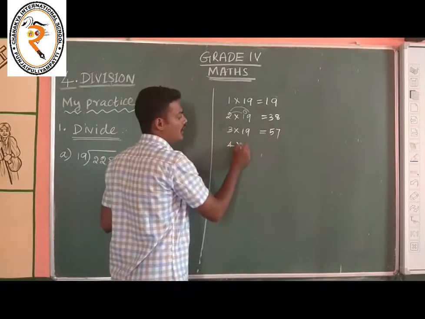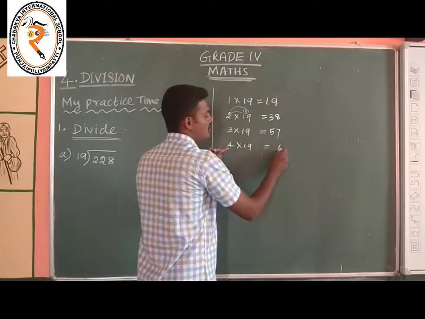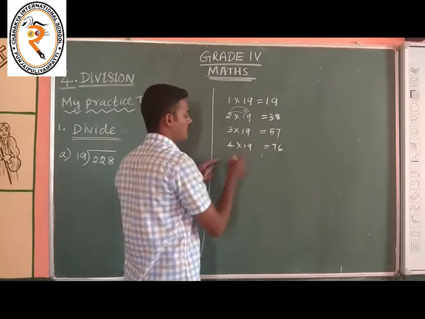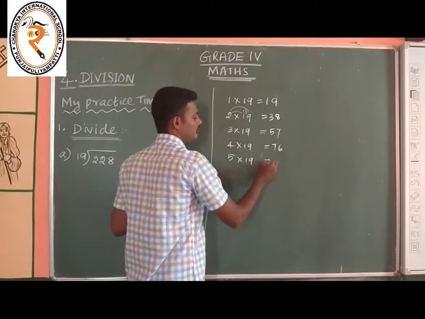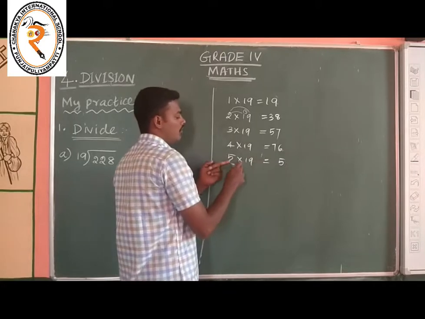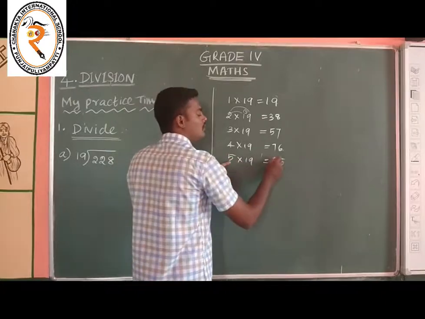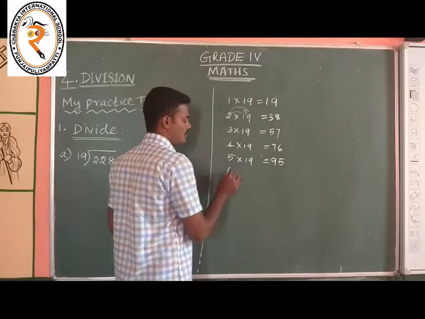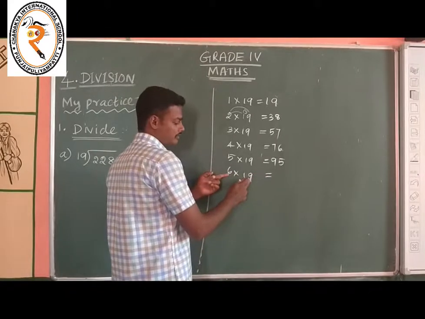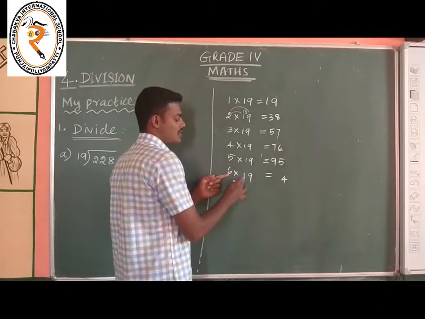Next, 4 19s are 4 9s are 36, 6 balance 3. 4 1s are 4, 4 plus 3 is 7. 76. 5 19s are 45, 5 here balance 4. 5 1s are 5, 5 plus 4 is 9. 95. Next, 6 19s are 54, 4 here balance 5. 6 1s are 6, 6 plus 5 is 11.